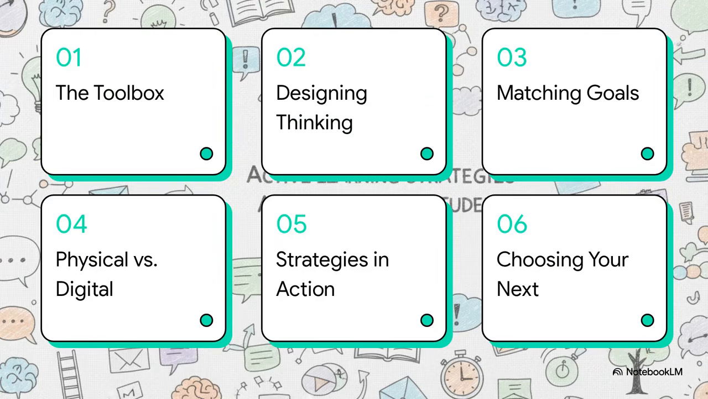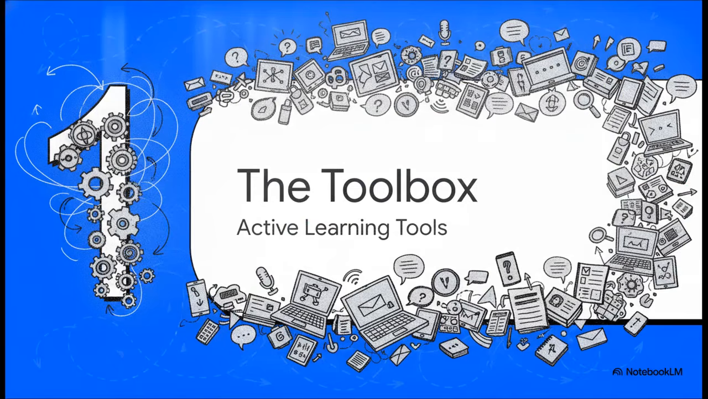Okay, let's dive right into this and reframe how we approach active learning. Here's our roadmap. We'll start by opening up the active learning toolbox, then look at designing for student thinking, match goals to thinking, compare physical versus digital tools, observe 5 strategies in action, and finally, wrap up with choosing your next strategy. All right, part 1, the active learning toolbox.